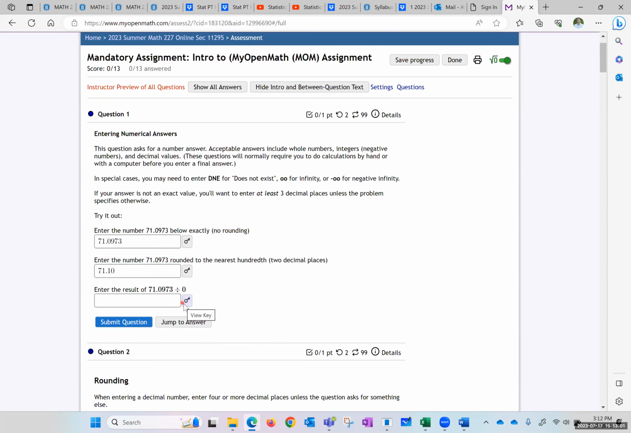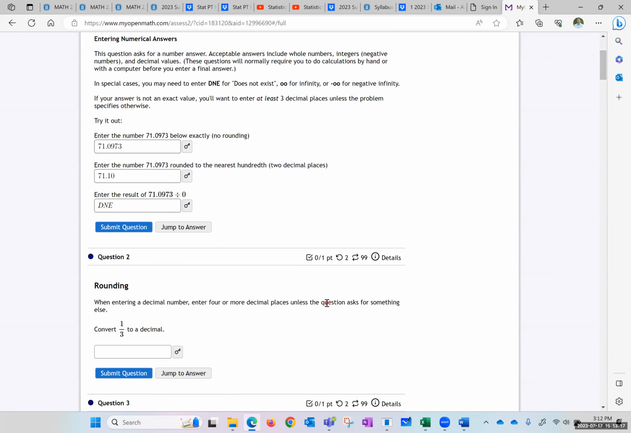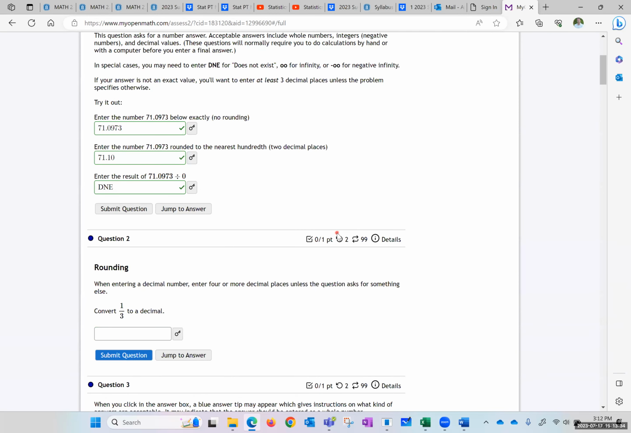Can you divide by 0? The answer is no. Normally we say it's undefined, but okay, now let me just clear it. You don't want to do it 2 times. It just does not exist. And then if you submit the question, it check marks to see it, and it tells you it's correct. If it is incorrect, you can get a similar question. Now, you move to the next one and the next one and next one.